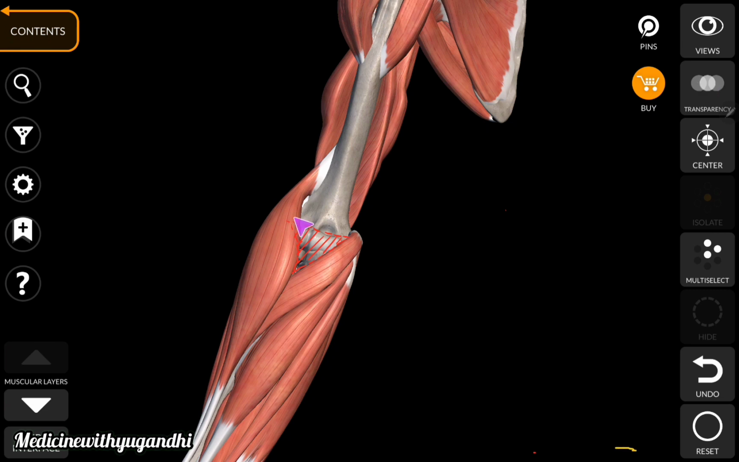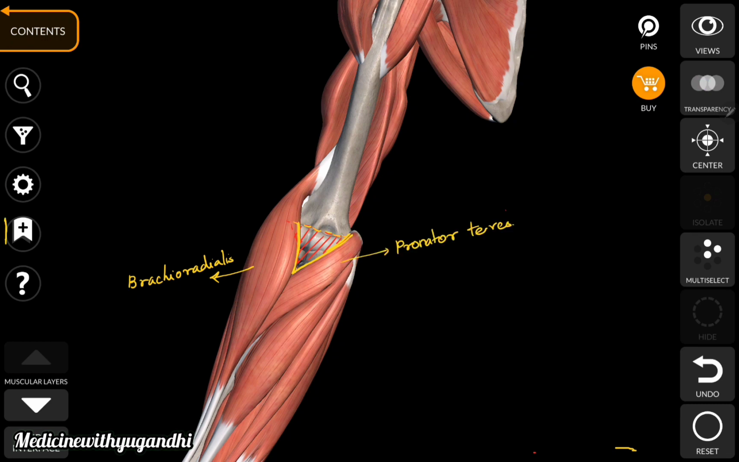First, coming to the lateral boundary, it is formed by the medial border of the brachioradialis. This muscle is the brachioradialis. Then coming to the medial boundary, it is formed by the lateral border of the pronator teres muscle. This one is the pronator teres. So the medial border is formed by the lateral border of the pronator teres.